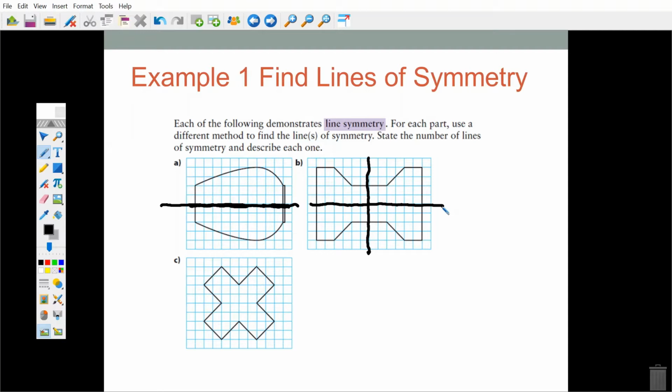Now, number 3 is sometimes a tricky one. This one actually has 4 lines of symmetry. An oblique one here, also an oblique one right here, finally a vertical right there, and a horizontal right there. So on occasion there are several lines of symmetry, as there was in this one.